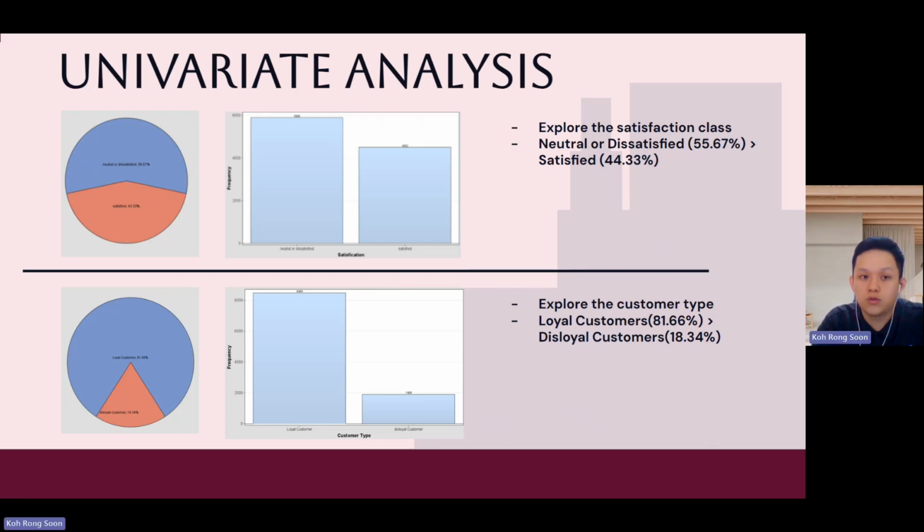First of all, we are going to perform the univariate analysis. From the first two charts, we have explored the satisfaction class. And in the second chart, we also explore the customer type chart. The loyal customers are more than the disloyal customers. And the first chart shows that the satisfied class is smaller than the neutral or dissatisfied class.